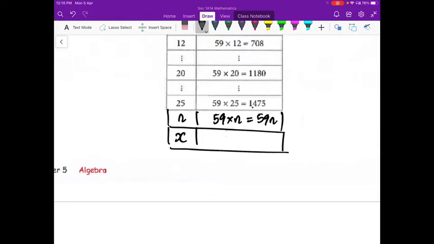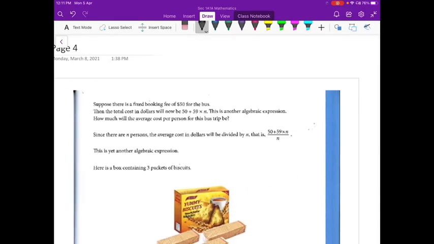No, unfortunately, I don't have all correct answers. Surprising, right? So 59 times x. The final expression will be 59x. Okay, we don't write the times. The final answer will be 59x. Okay, yes, majority got it correct, but got some mistakes. Okay, next one.